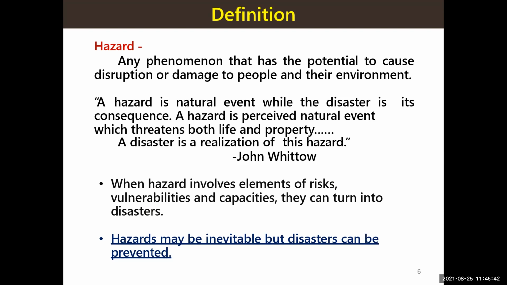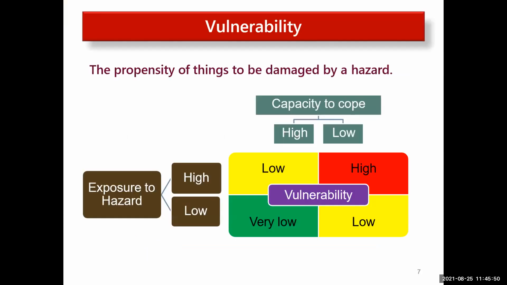Now, when a hazard involves elements of risk, vulnerability and capacities, it can turn into a disaster. This is vulnerability, the propensity of things to be damaged by hazard. This is the capacity to cope. There are two types of capacity, high and low. And this is the exposure to hazard, high and low. This is the vulnerability.